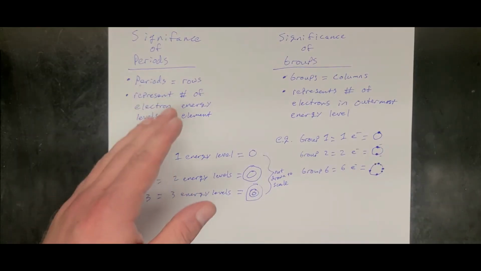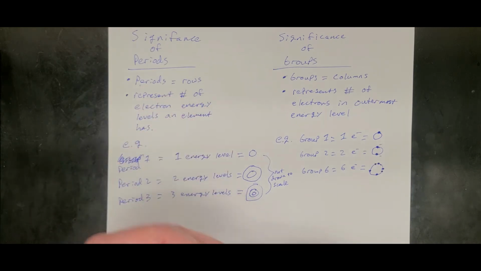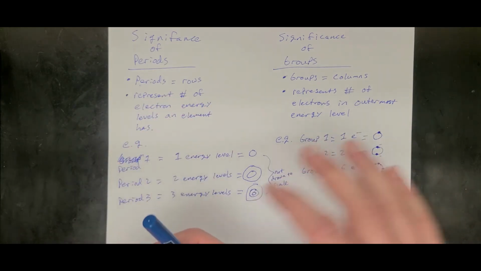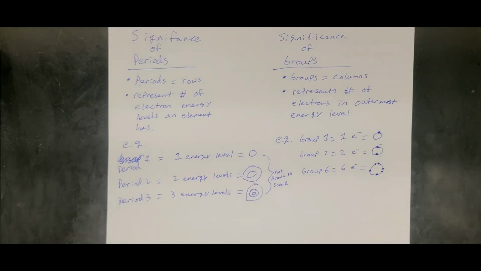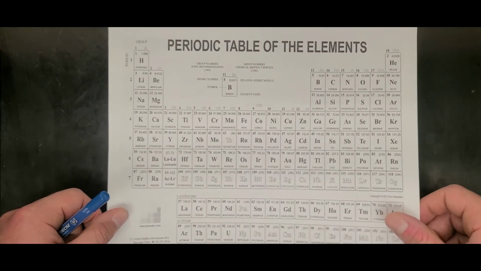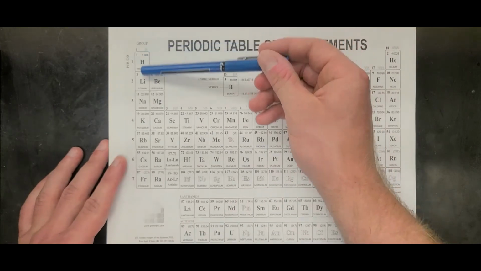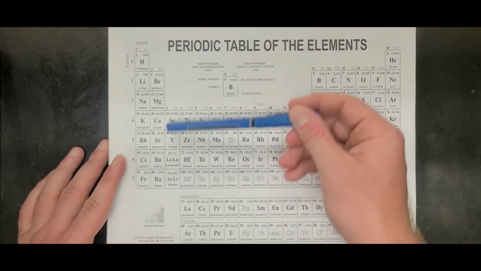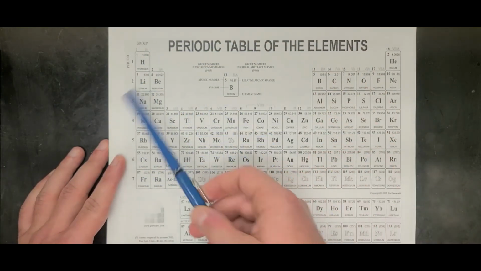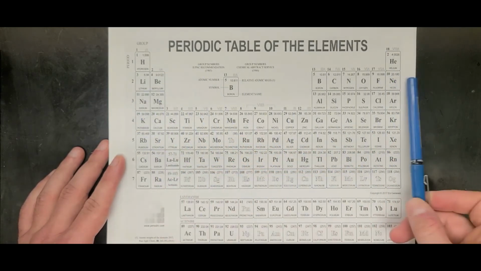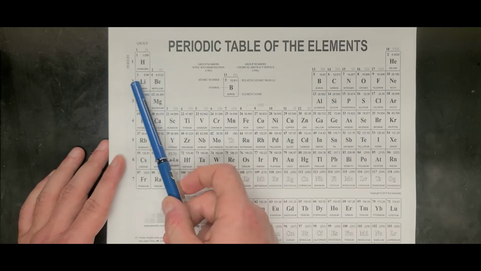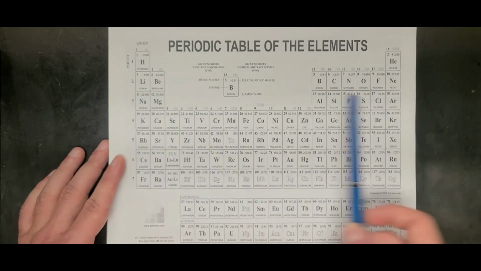Periods, we talked about those. Periods represent the rows of the periodic table, and groups represent the columns of the periodic table. So we'll take that again, this periodic table. Every group is these vertical columns here. Every row is these horizontal rows, or period, excuse me. Every period is a horizontal row going down the periodic table.